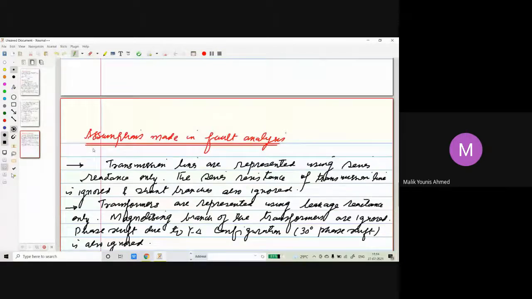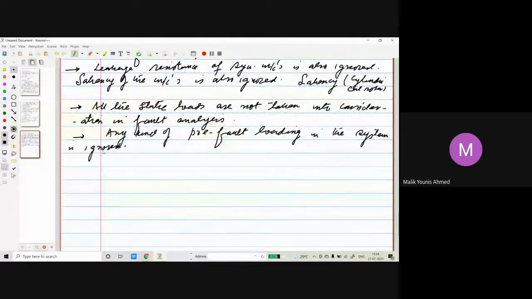What are the various assumptions we make, and those assumptions you already know. I have repeated them here, but you already know these assumptions. So next is three-phase fault analysis we'll be making now.